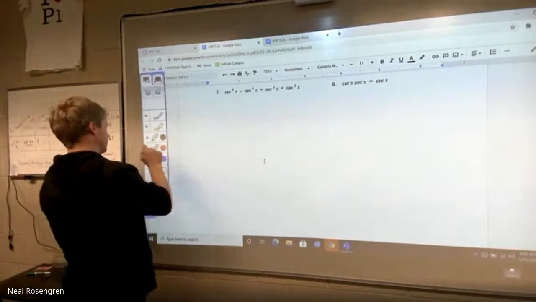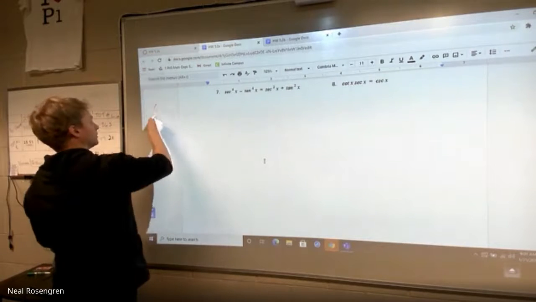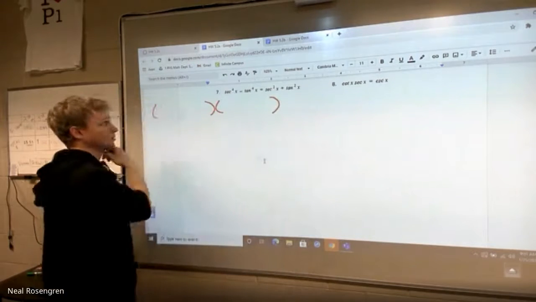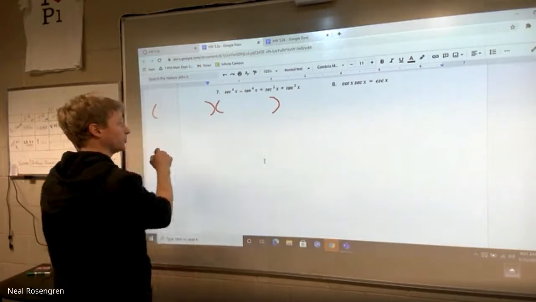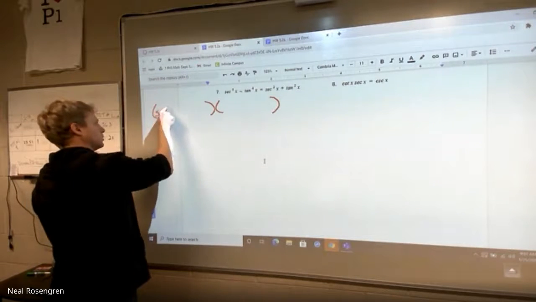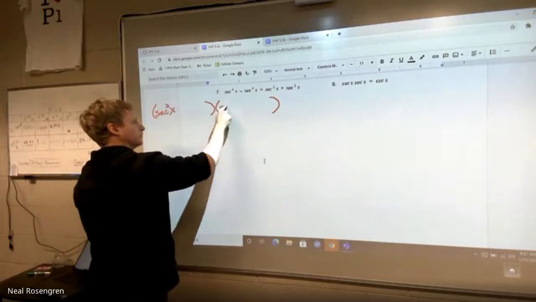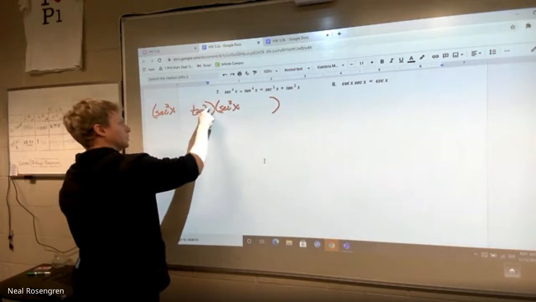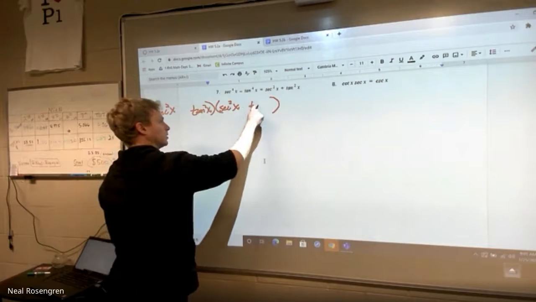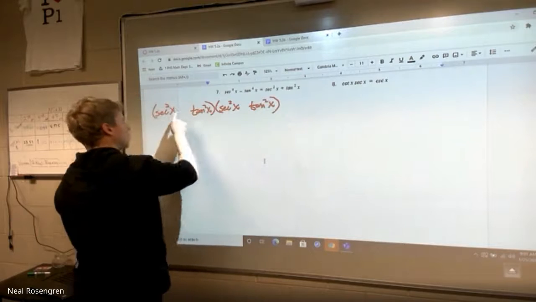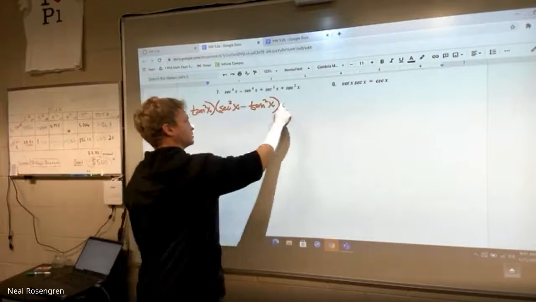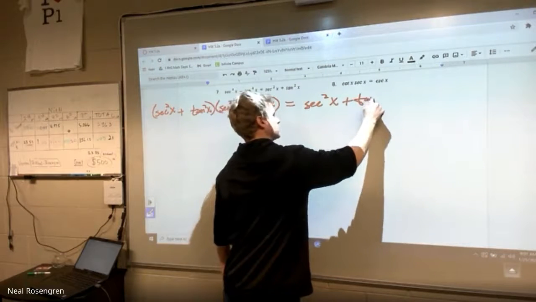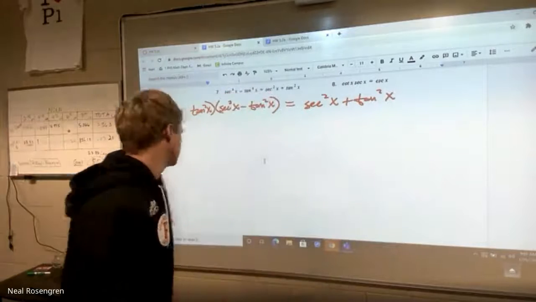So that's what I'm going to do. I'm going to make 2 sets of parentheses here. I'm going to make them a lot bigger because I've got to take the square root of the first one and put it first. So that's secant squared. All right, square root of the second one goes second, so that's tangent squared. One's a plus and one's a minus. And here's what I'm trying to get to, secant squared x plus tangent squared x.